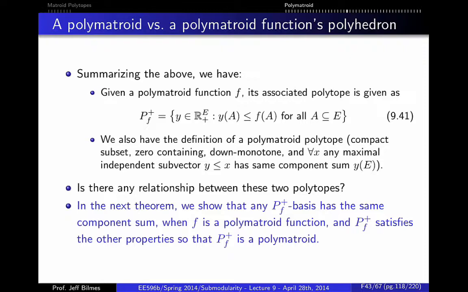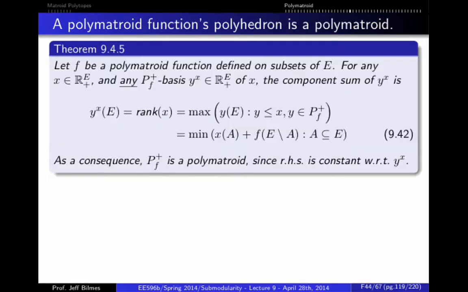Namely, any polymatroidal polyhedron P_f^+ defined based on a polymatroid function has the same component sum when f is really a polymatroid function, and it satisfies the other properties. So therefore, it's a polymatroid. And here's this famous theorem. We'll only begin it today, but let's make sure we understand it, and then we'll prove it next time. This is the thing that has led to it being possible to show that submodular function minimization can be done in polynomial time. This was shown by Jack Edmonds in the 1960s.